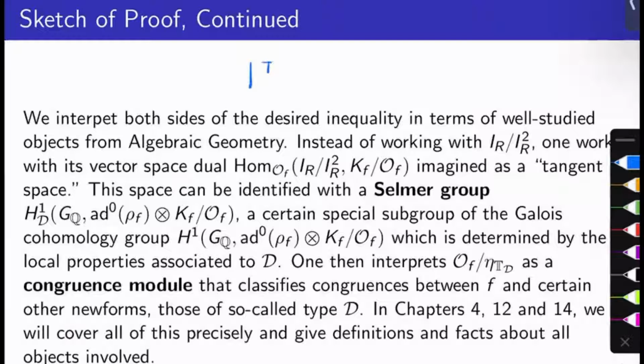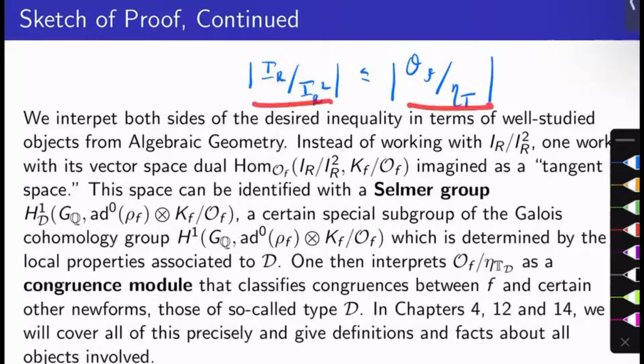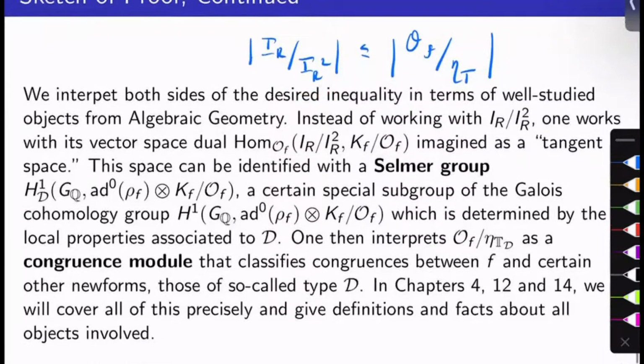We want to show I r mod I r squared is finite and has size less than or equal to the size of OF mod eta sub t. So how do you do that? What you do is you interpret both sides in terms of well-studied objects from the very rich field of algebraic geometry. Instead of working with IR mod IR squared, you can work with its vector space dual, Hom from IR mod IR squared to KF mod OF.